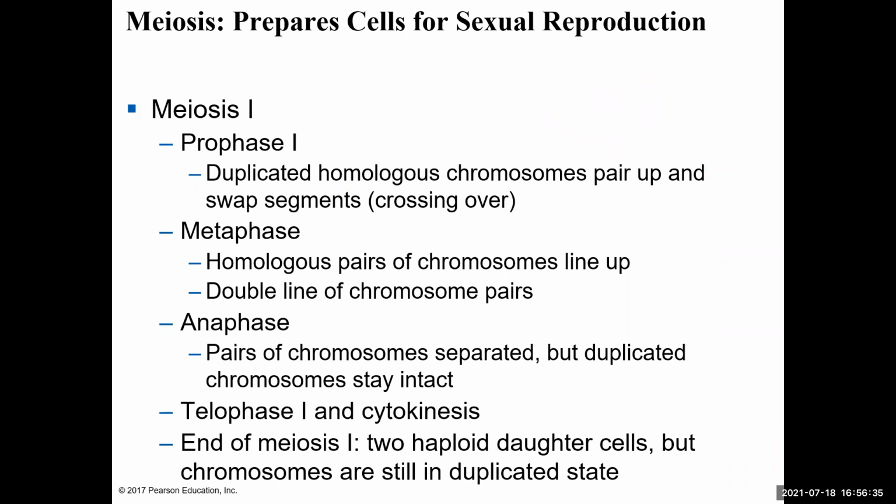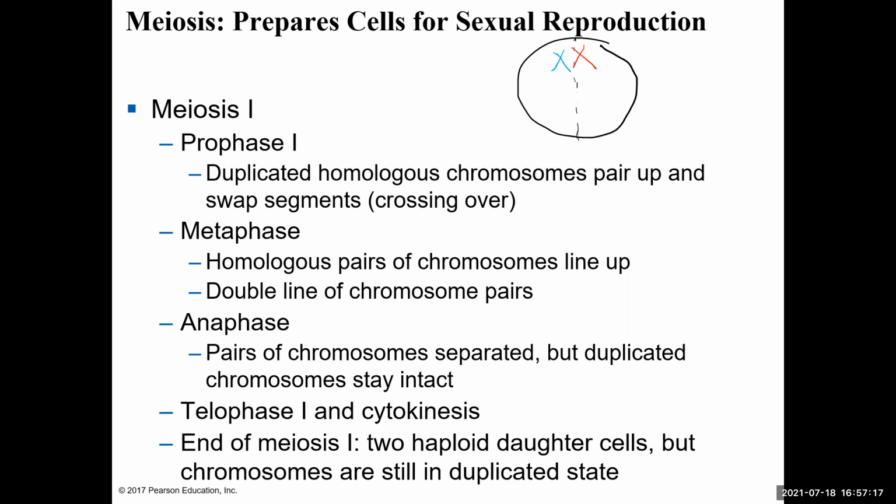In meiosis, instead of lining up singularly like that, the homologous chromosomes will pair up. So your paternal and maternal copies will pair together like this, and one copy will be on one side of the cell and the other copy will be on the other side of the cell. In this case, the paternal copy is on the left side of the metaphase plate, and the maternal copy is on the right side of the metaphase plate.